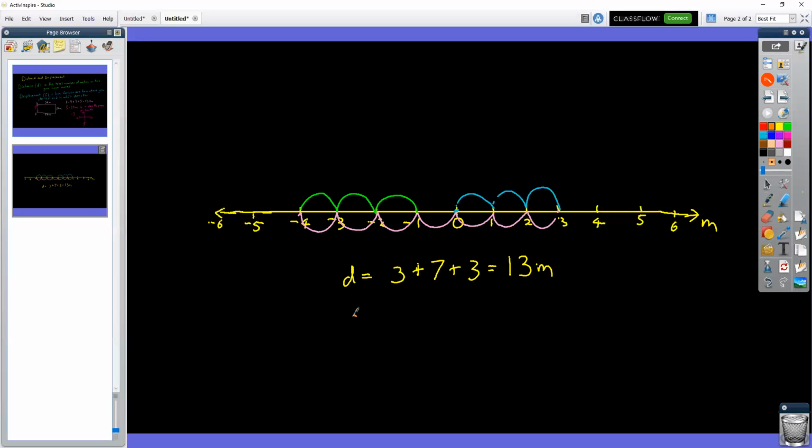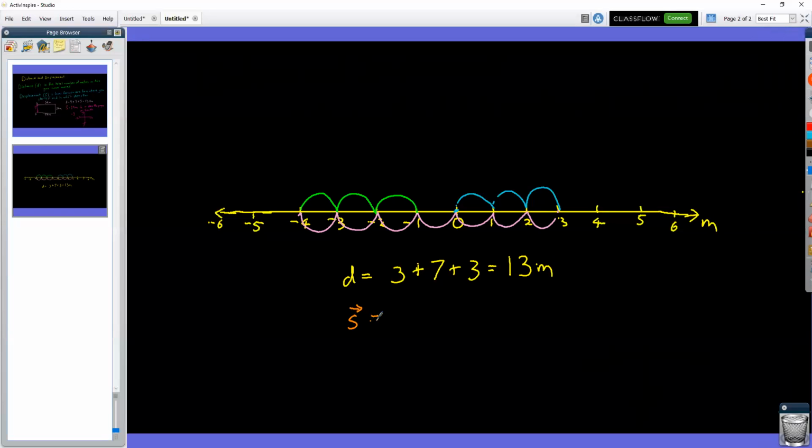My displacement is how far I am from my starting place and in what direction. So you can see I started at 0. This is my displacement here. Okay, this is little s with an arrow. The displacement from where I started is 1 metre to the left. Well, we could write -1 metres, which means the same thing.